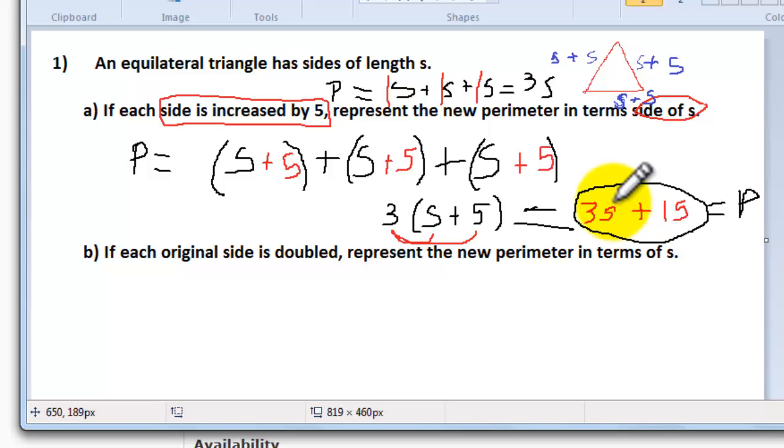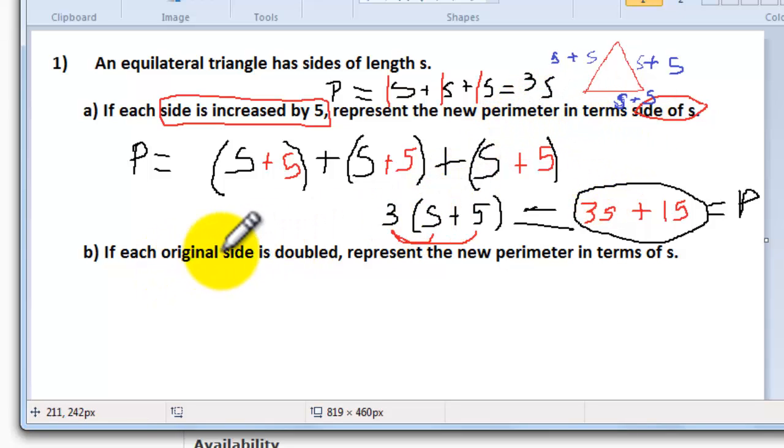We're not given a value for S. We're not given a value for perimeter. If we were given a value for S, we could solve for the perimeter. Easy enough. If S equals 2, then 3 times 2 is 6. 6 plus 15 is 21. If we were given a perimeter, we could rearrange and solve for the side. But it's okay, it's just an expression right now.